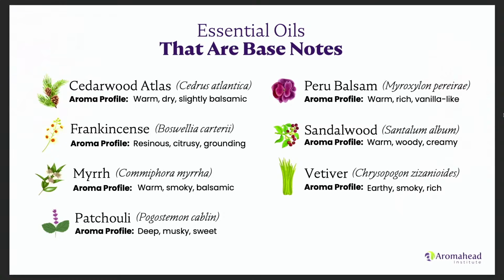And just as we poured the vetiver, myrrh pours out like our vetiver. It's a very resinous, very sticky oil. We have patchouli that is deep and musky and sweet. And Peru balsam brings that warm, rich, kind of vanilla-like aroma, very deep aromas. Sandalwood, warm, woody, a little bit creamy in there, depending on which country it comes from. And then our vetiver that's earthy, smoky, and rich.